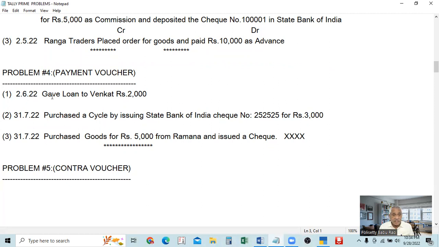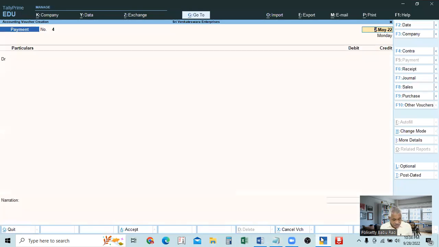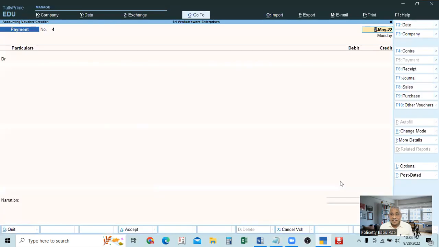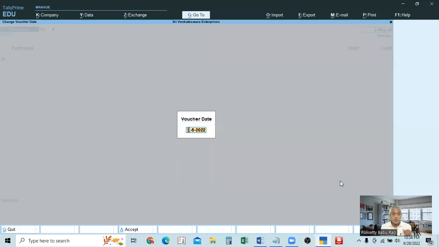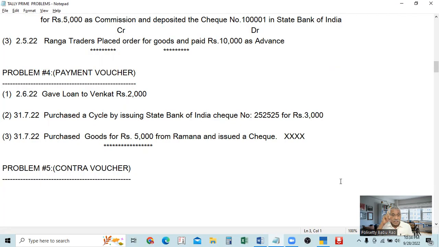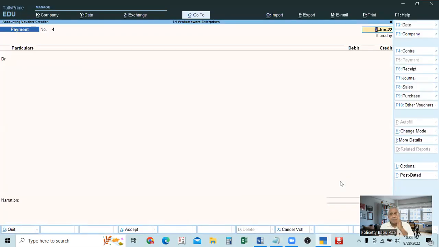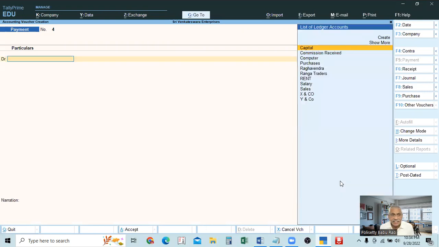June 2nd, gave loan to Venkat. So what is the date? June 2nd. So here it is 2nd May. If you click F2, it goes to the next date, but here we require 2nd June, that is why we have to type 2/6. If it is the next day, if you click F2, automatically the next date will come. If you have to enter some other date, then you have to type the date. So we have taken the date 2nd June.